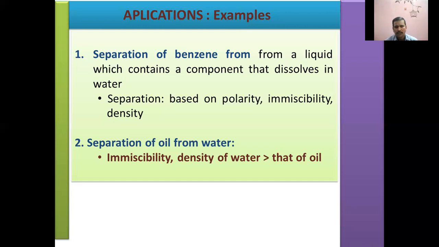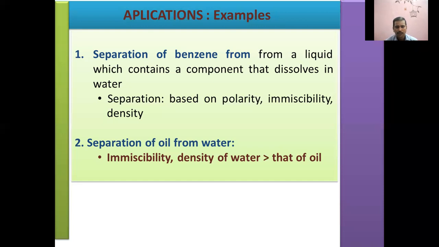I will tell you another important, very common example: separation of oil from water. You are very familiar with oils. Whatever oil you take, either petroleum oil or any edible oil, these oils are immiscible with water, right? And they possess density lower than water. The density of oils will be lower than water.